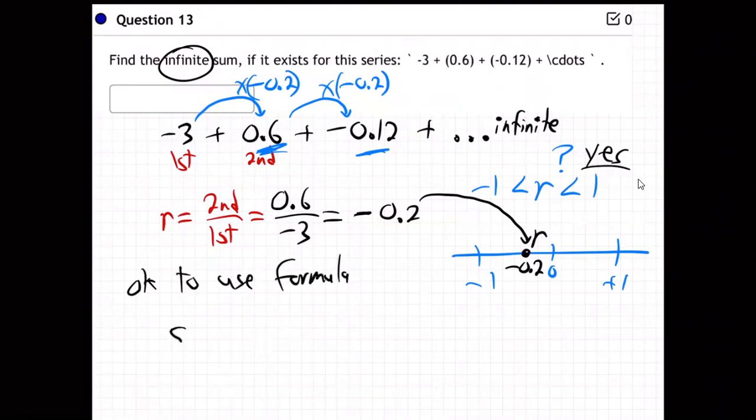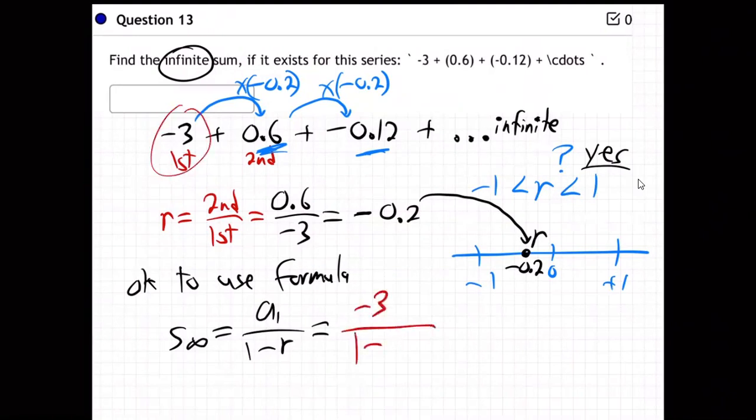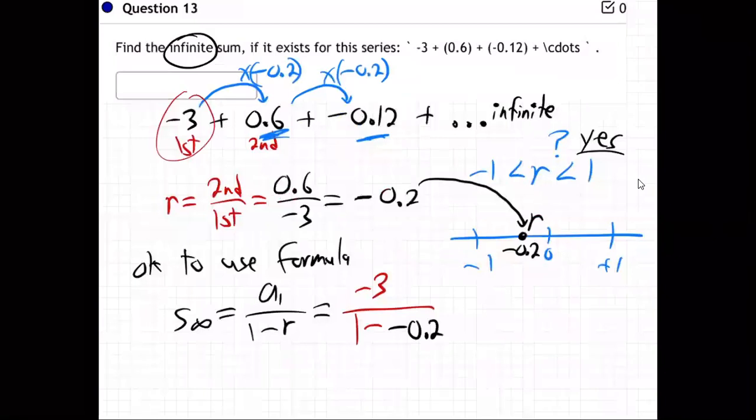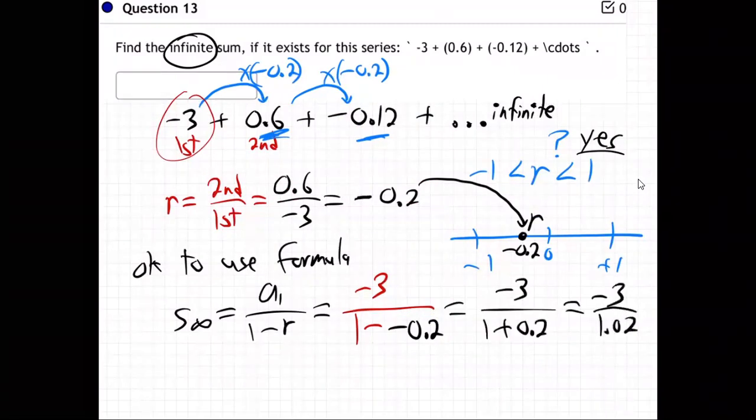So S sub infinity, the infinite sum, is A1 over 1 minus R. What's A1? The first term right here. Negative 3 over 1 minus, and what's R? Negative 0.2. Watch out there, a really easy mistake to make. Over the years of my teaching, I've seen many students make that mistake. The formula is A1 over 1 minus R, and R itself turned out to be negative. So it's minus a minus, you get it? So it's negative 3 over 1 plus 0.2, so negative 3 over 1.2. Divide that on your calculator.